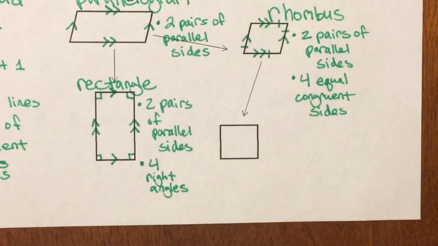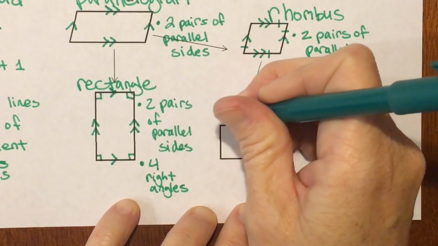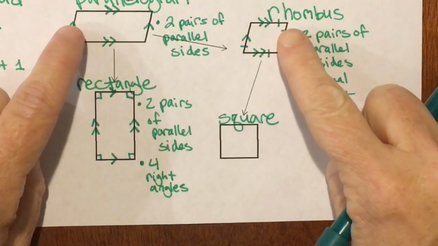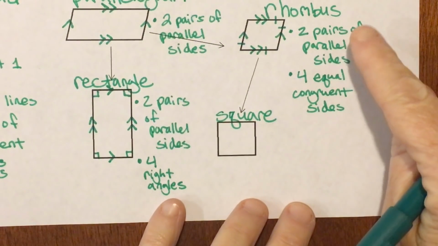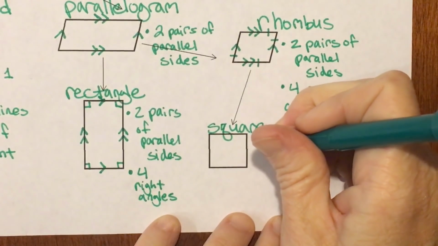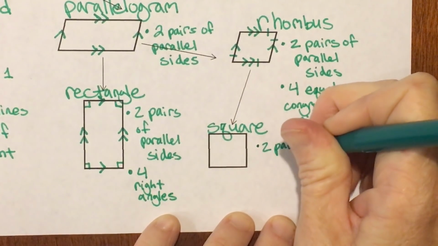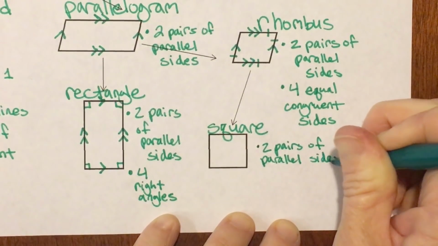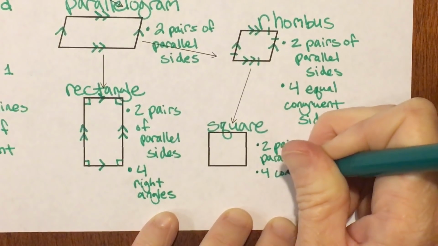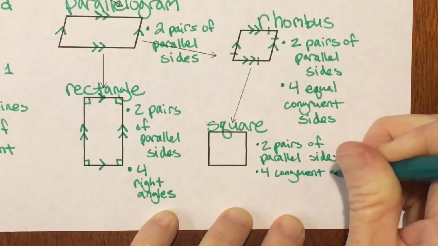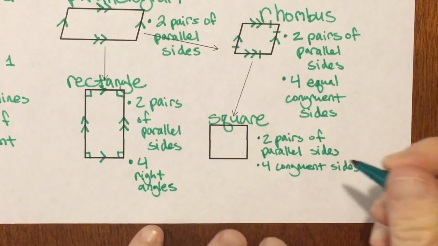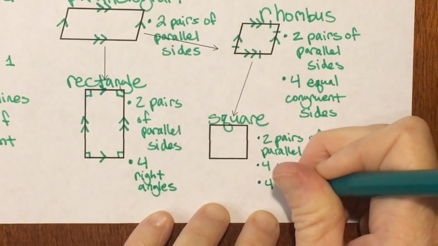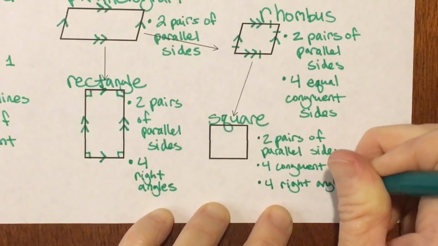Okay, our last shape here, hopefully we know what this one is called, a square. Okay, notice that this is coming from a rhombus, which means it actually has to have the same rules of a rhombus too. So it has 2 pairs of parallel sides. It has 4 congruent sides, but it also has one more special thing. It also has 4 right angles.